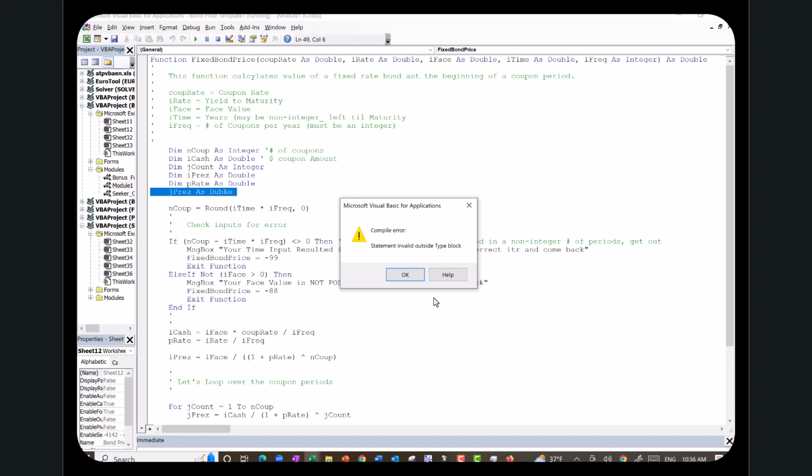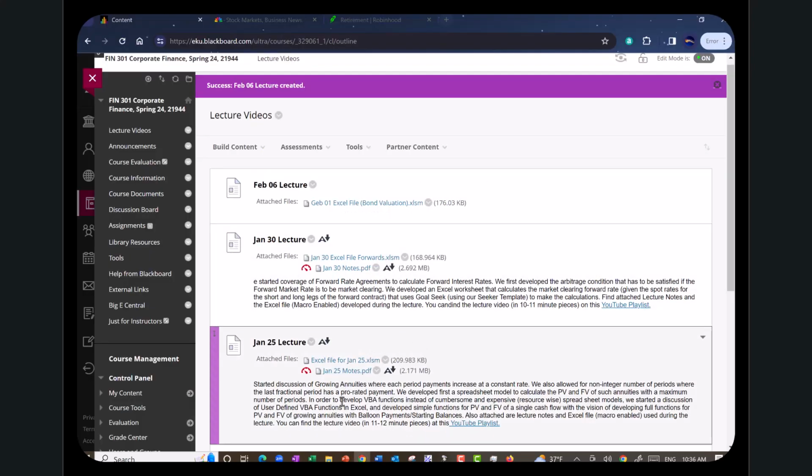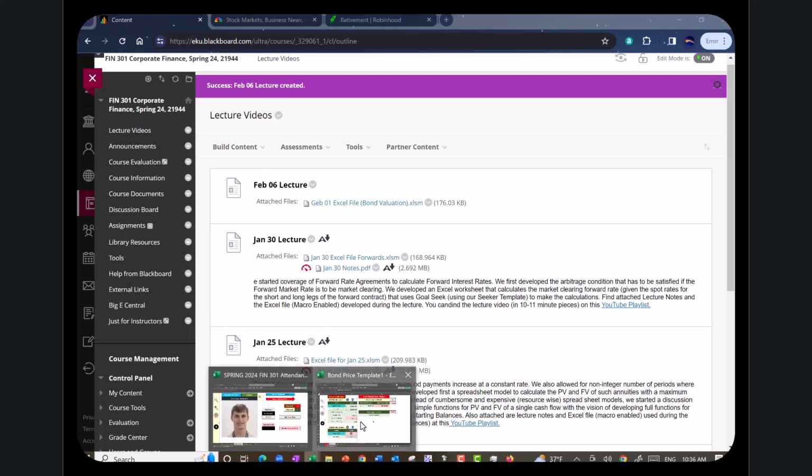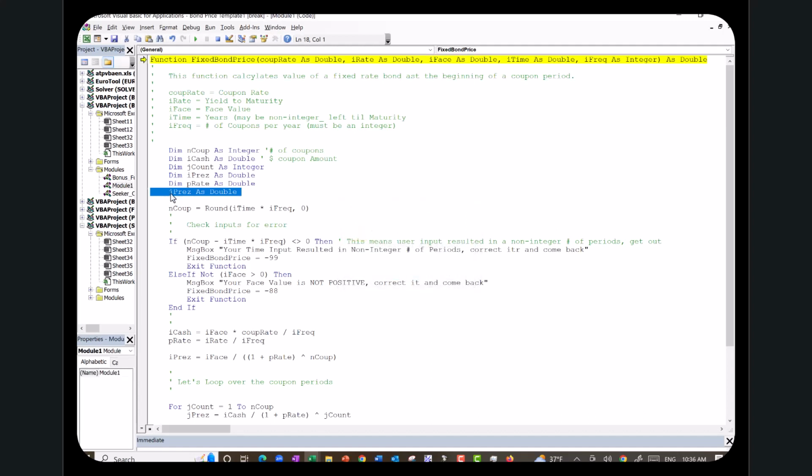Instead of double, I said dupke. There is no data type called dupke. So let's change that to double. Close this back. Oh, I should have said dim. Any dim statements have to come before you make any other calculations.